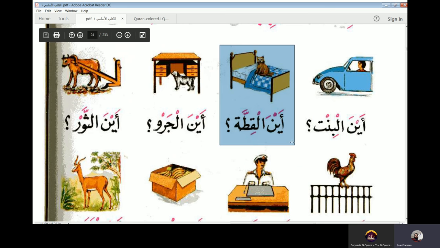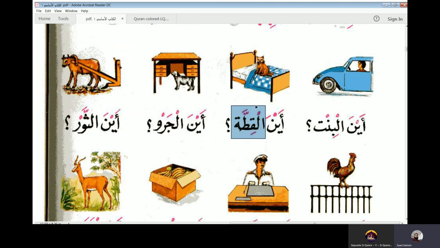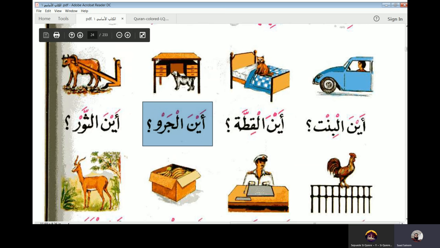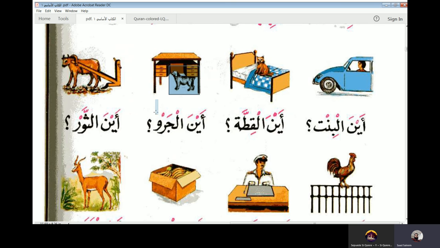Then the question is Ainal Kittatu, where is the cat? The cat is on the bed. Al-kittatu alas-sariri. أين الجرو؟ Where is the puppy? الجرو, the puppy is under the desk. الجرو تحت المكتب.